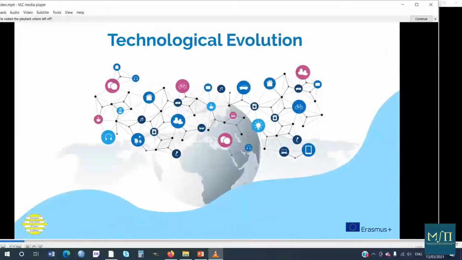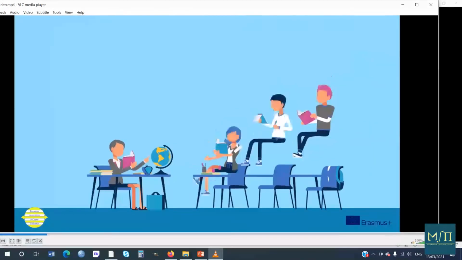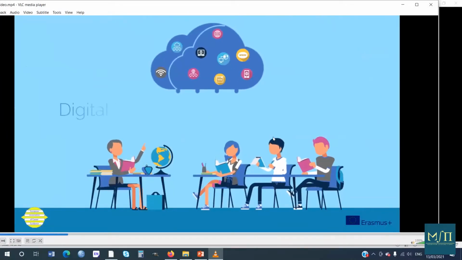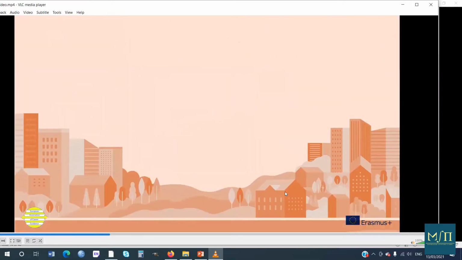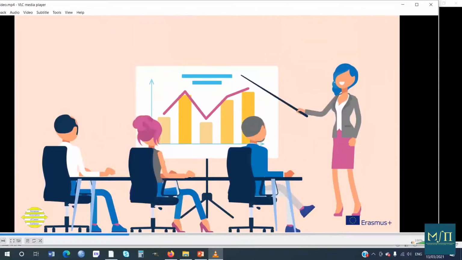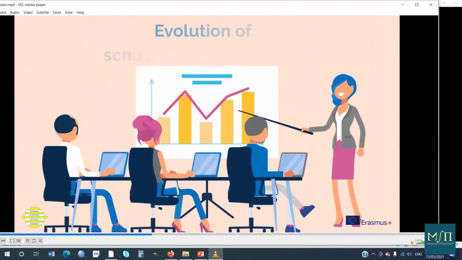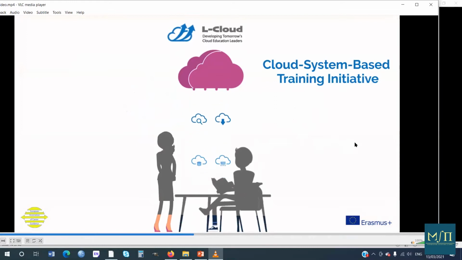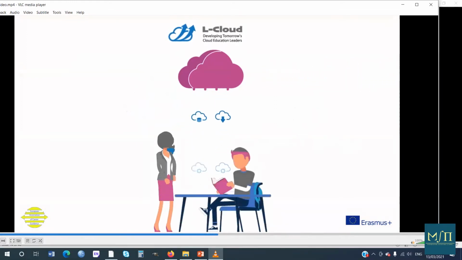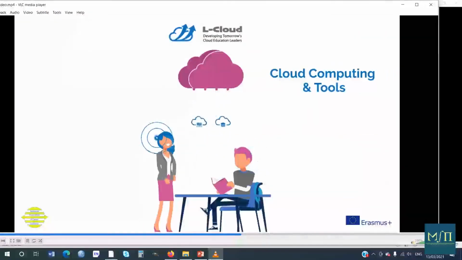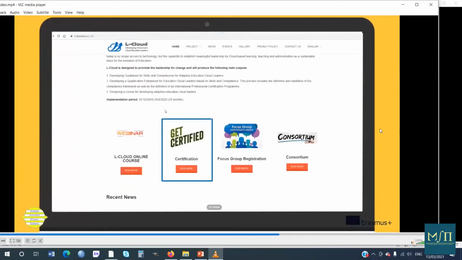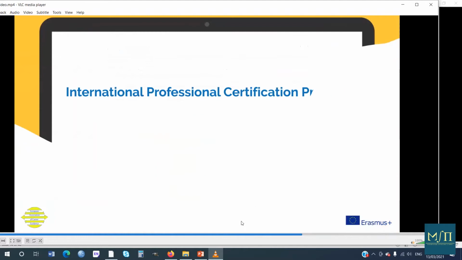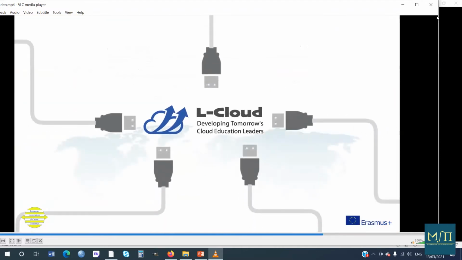In light of today's technological evolution, teachers and school principals need to have the competence to adapt to the new technologies related to digital learning and cloud computing. This affects all facets of societal development, especially the learning of the youth and the evolution of school education systems. Introducing the L-Cloud Project, a cloud system-based training initiative that enables teachers to develop the competences and skills so they can be self-updated on the latest developments in cloud computing and tools. L-Cloud includes an international professional certification program to support continuing professional development. Join L-Cloud, a time-efficient, comprehensive, and dynamic.